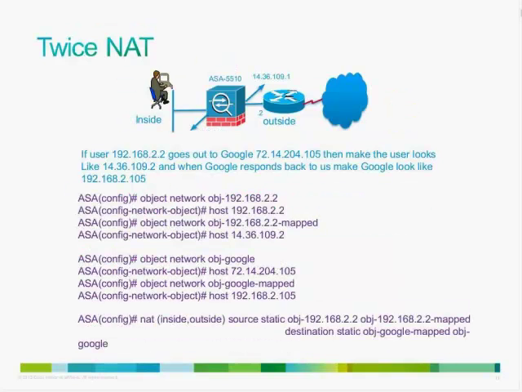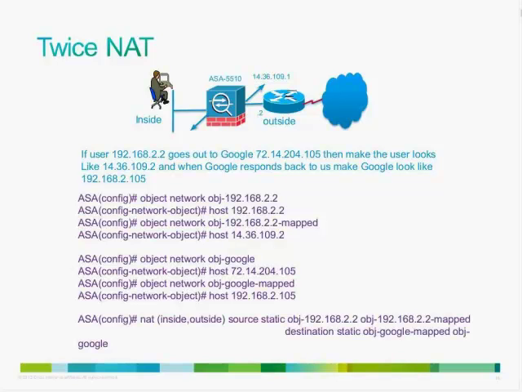Twice NAT. So this is source NAT as well as destination NAT. I don't have an example to show you how to configure this in the pre-8.3 syntax, but I'm sure everybody will know how to do that. It will be 2 static lines. Let's see how to configure the twice NAT using the 8.3 plus syntax.